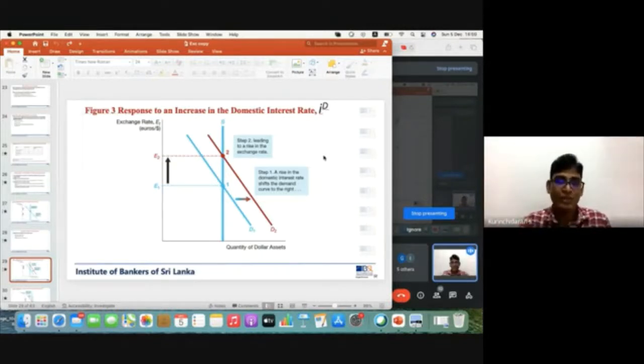When the domestic interest rate is increasing, the foreigners would see that they are going to get a better rate. They think our bond will now come with an added interest rate, so they will get more return. Then there will be more demand for our dollar assets, right? So the demand curve will shift outward.